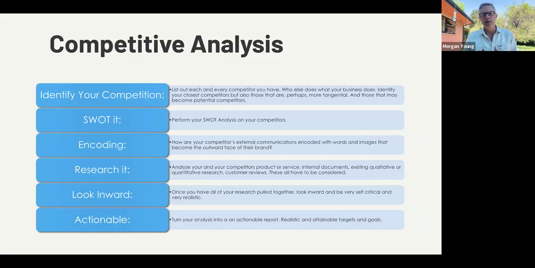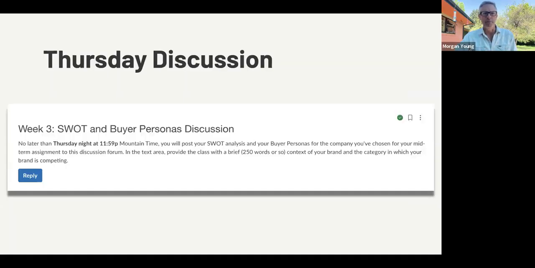And then at that point, you're going to look inward and be very honest about what your, think back to your SWOT. And you'll probably revisit your SWOT at this point. Once you have all this pulled together, look inward, be self-critical, and be realistic about what your limitations are and what your competition's advantages are, and then make it actionable. This all has to be able to turn into a real marketing campaign. So you do have the SWOT and buyer personas due on Thursday, I believe it is.